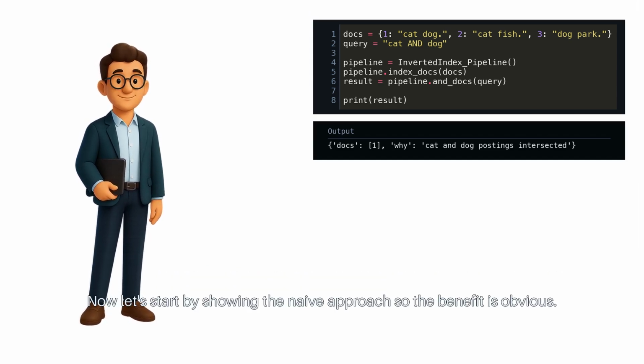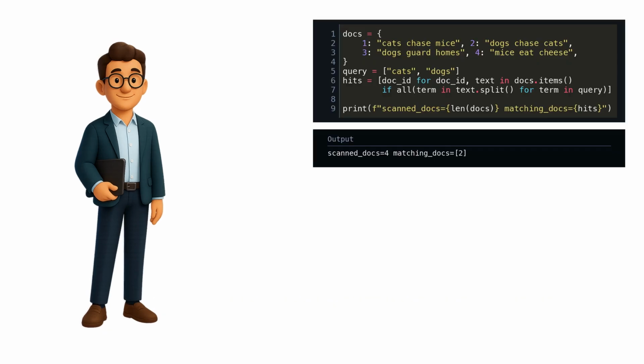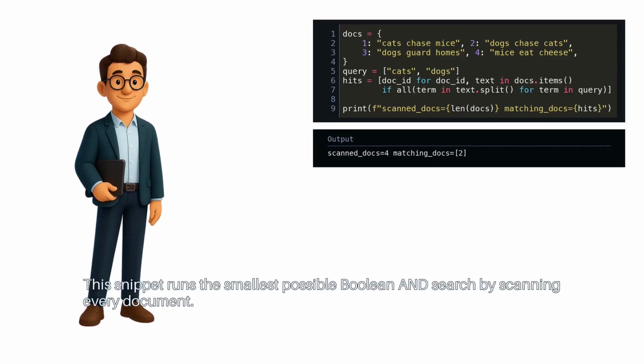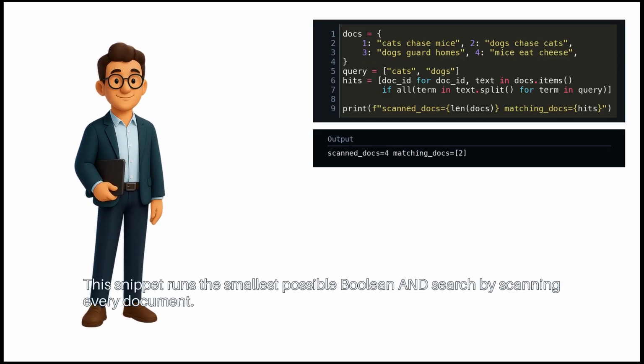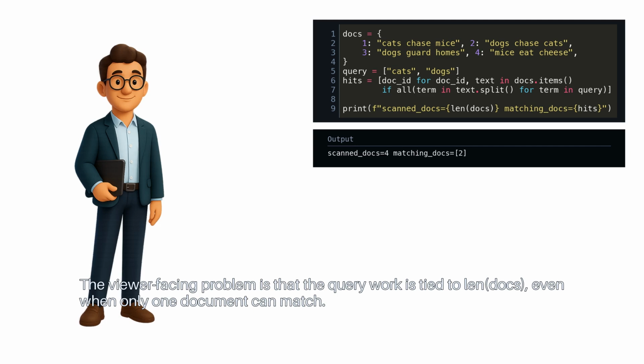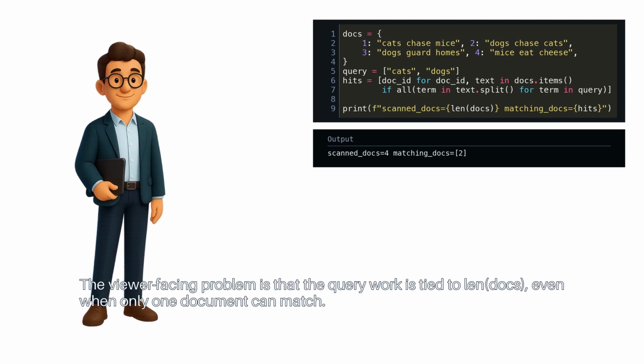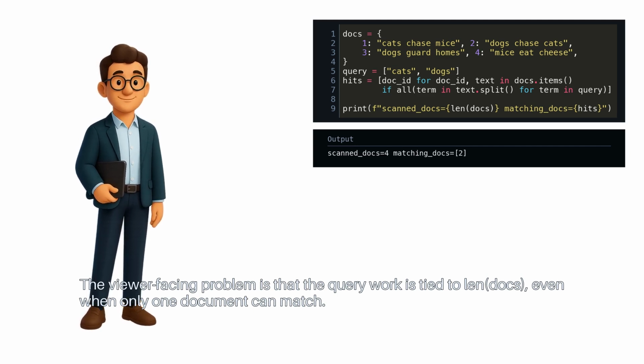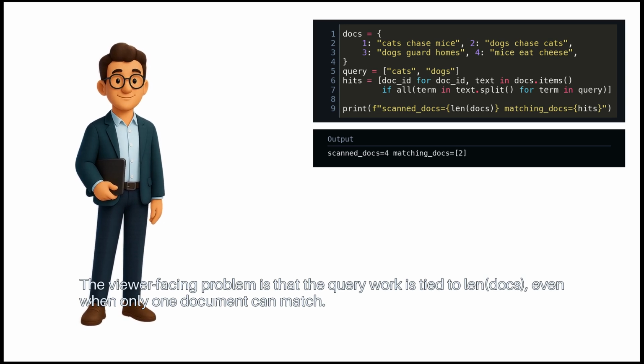Now, let's start by showing the naive approach so the benefit is obvious. This snippet runs the smallest possible Boolean AND search by scanning every document. The problem is that the query work is tied to len(docs), even when only one document can match.